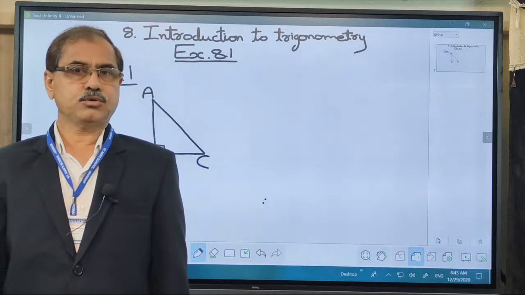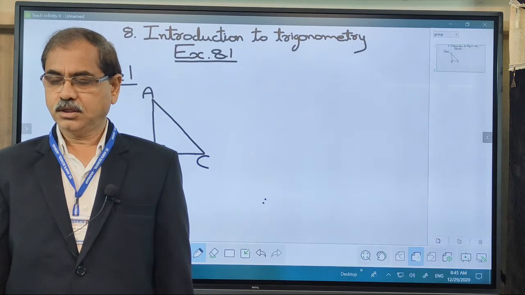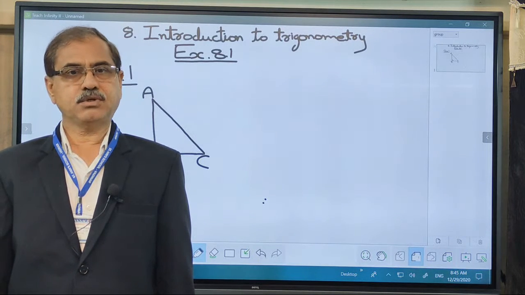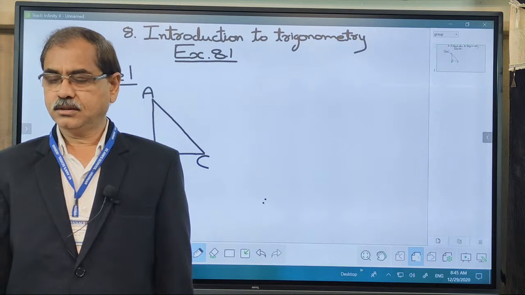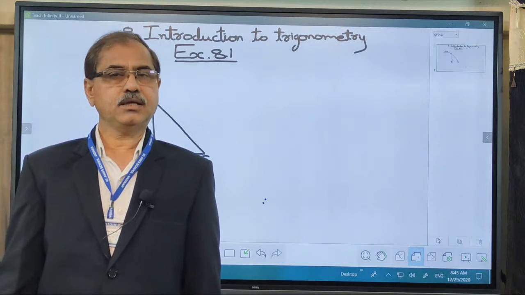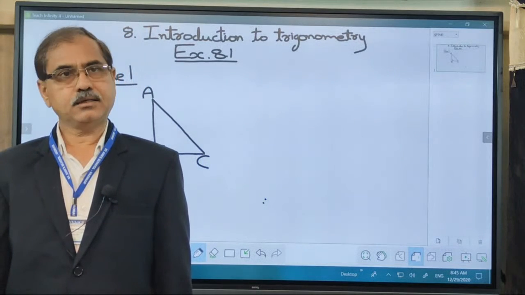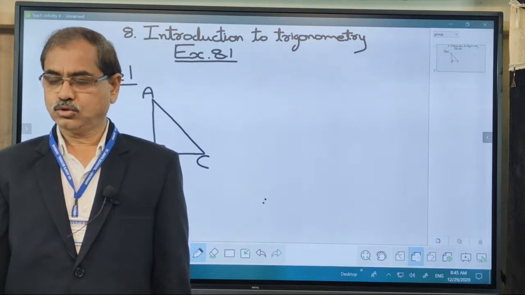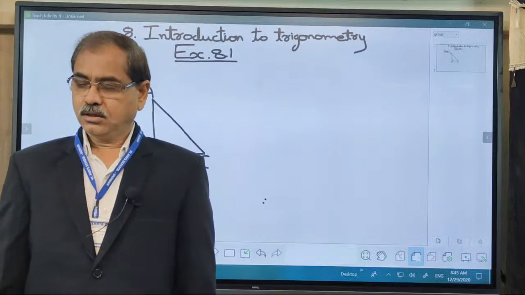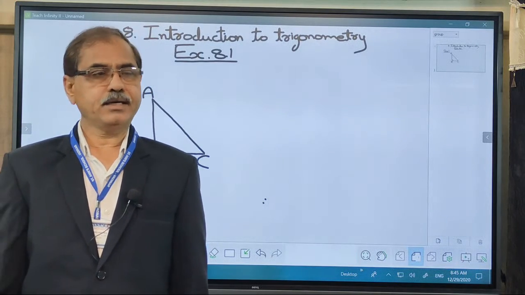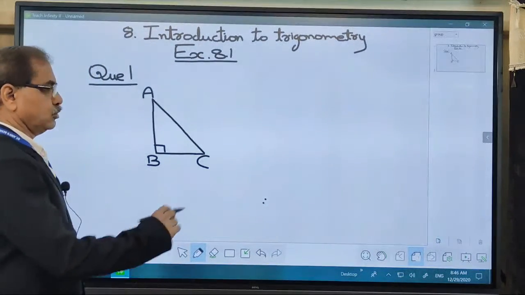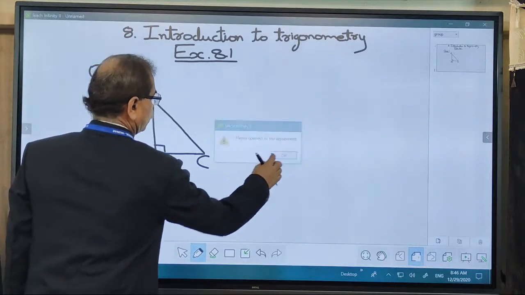In exercise 8.1, our first question is: in triangle ABC, right angle at B, AB is 24 centimeter, BC is 7 centimeter, and we would like to determine sine of angle A, cos of angle A, and in the second part sine of angle C and cos of angle C. This is our question. To answer it, let us begin with the first part. In the first part, we would like to find out sine of angle A. So let us mark angle A first of all.